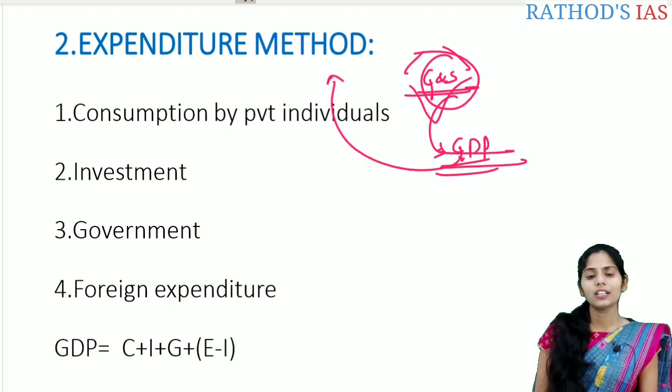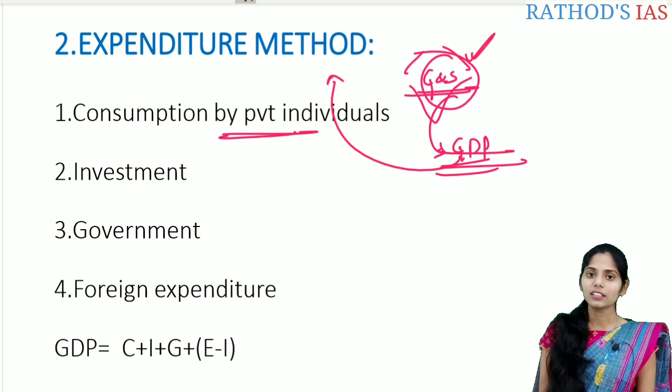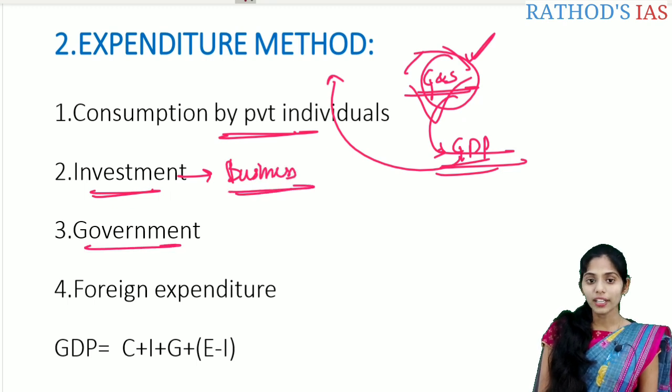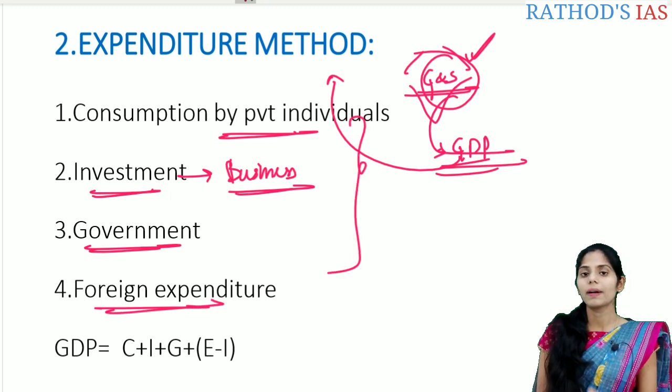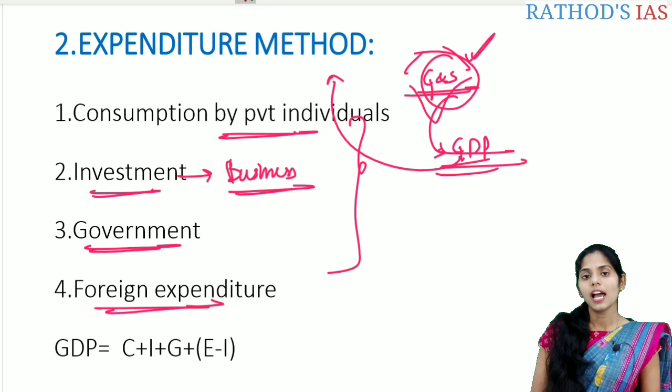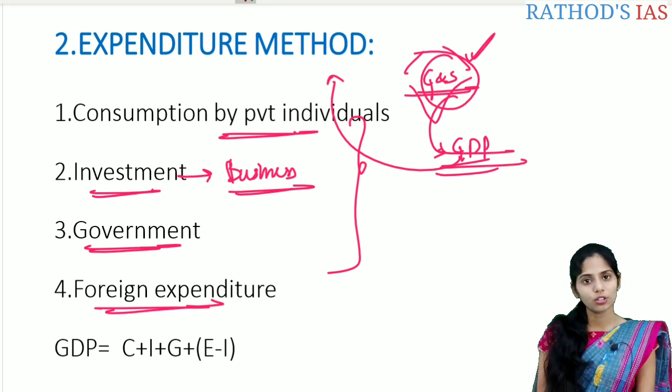But how do we calculate who is spending on these goods and services? The expenditure is mainly done by the consumption by private individuals, and there will be the investment done by the business people, and also the government will spend something, and also foreign expenditure. So when we count all these expenditures by the different stakeholders, like the consumption by private individuals, the investment by the business persons and also the government expenditure, for example, we can say salaries. For example, there is the Food Corporation of India.